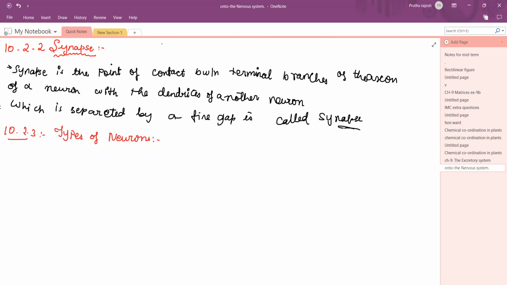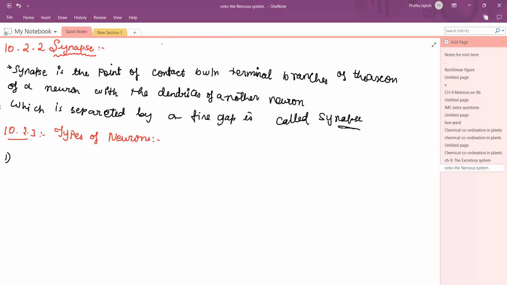Motor neurons help in carrying impulse from the main nervous system to the effector muscle or gland. Next one is association neuron. It performs the functions of both sensory neurons and motor neurons. So let's write the notes.